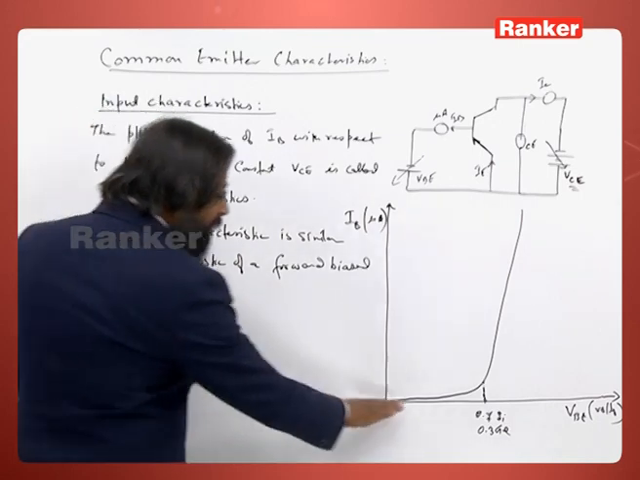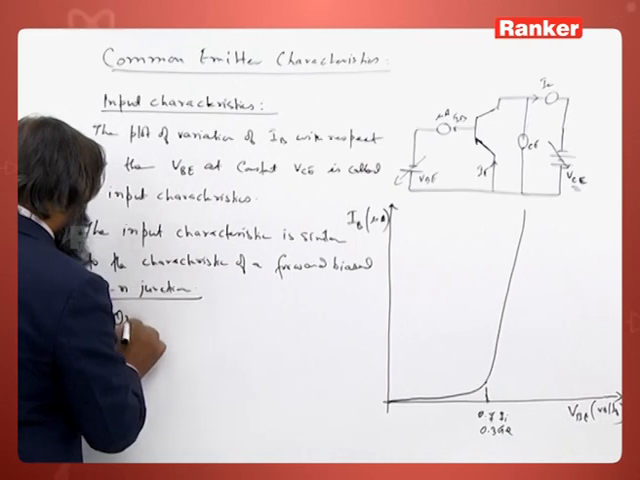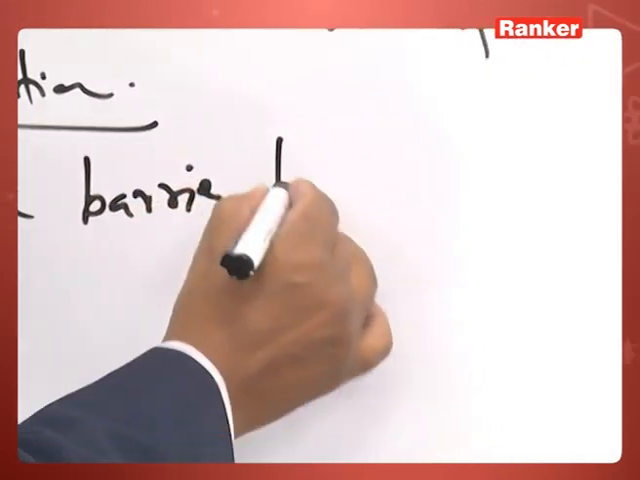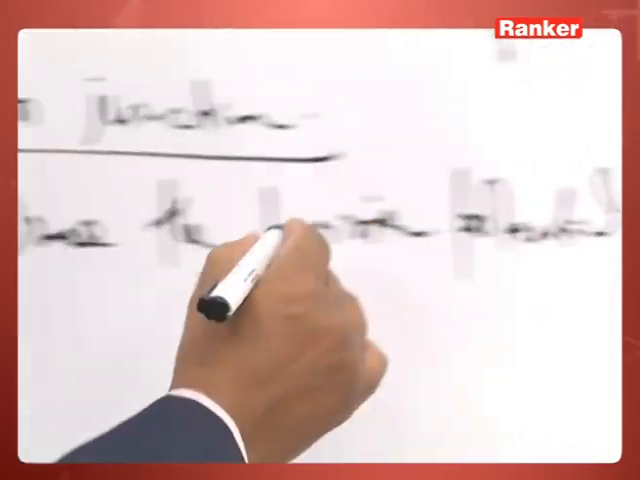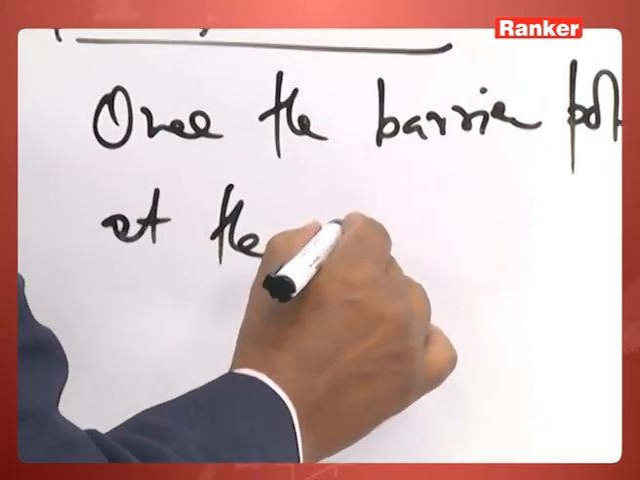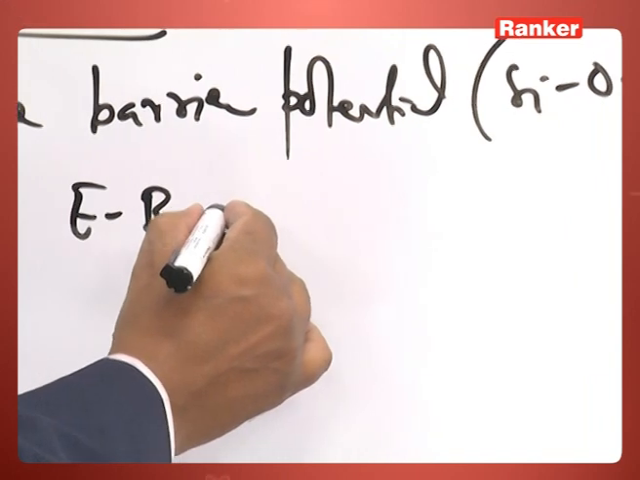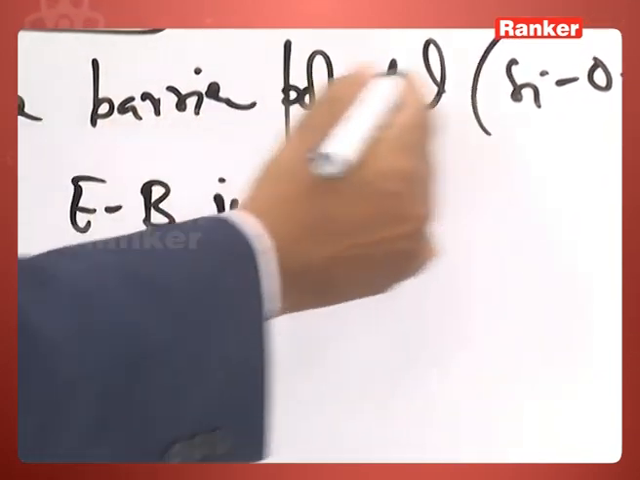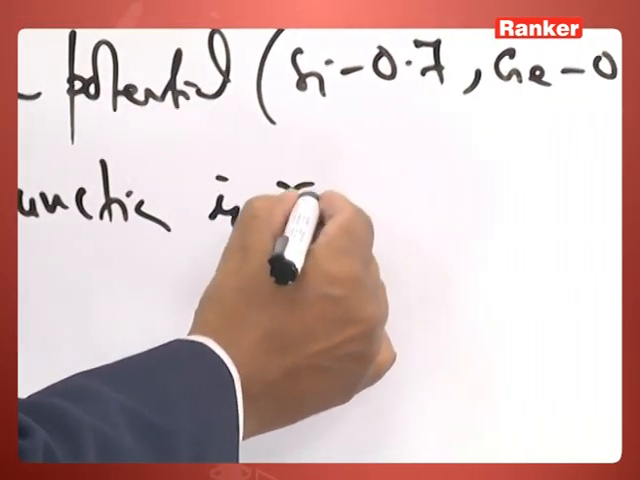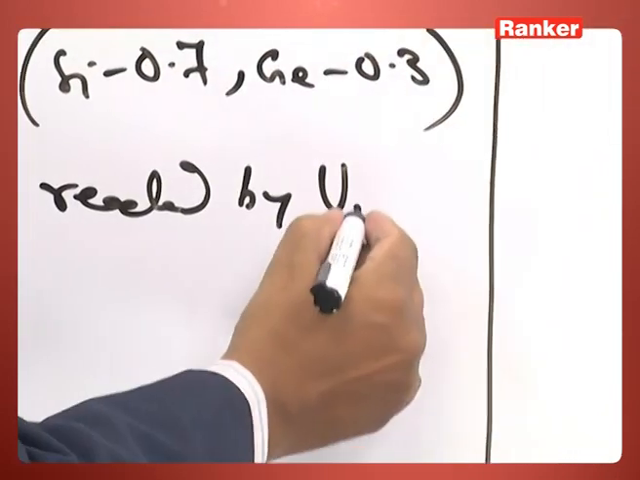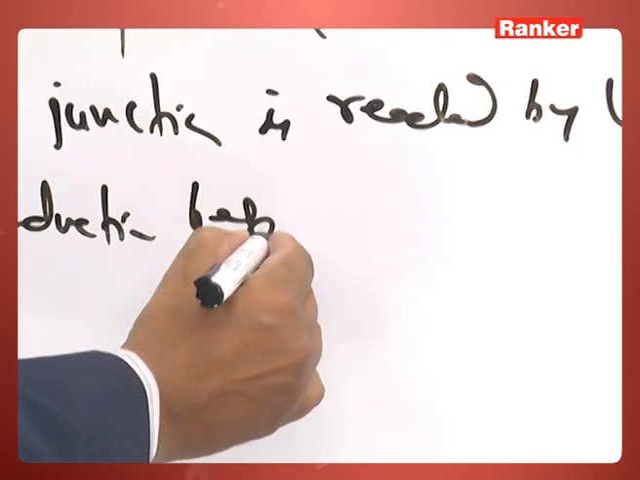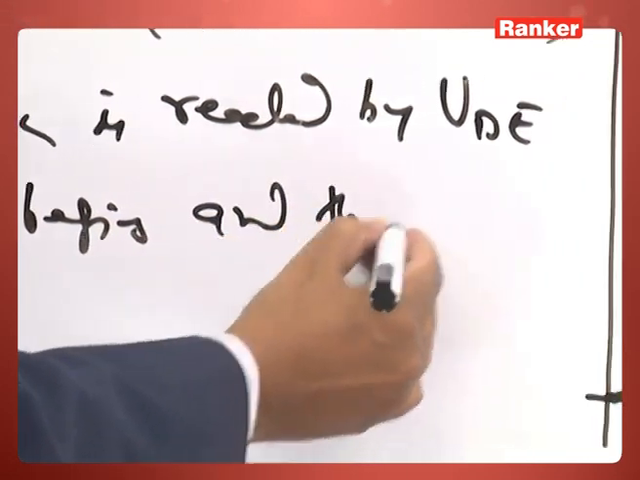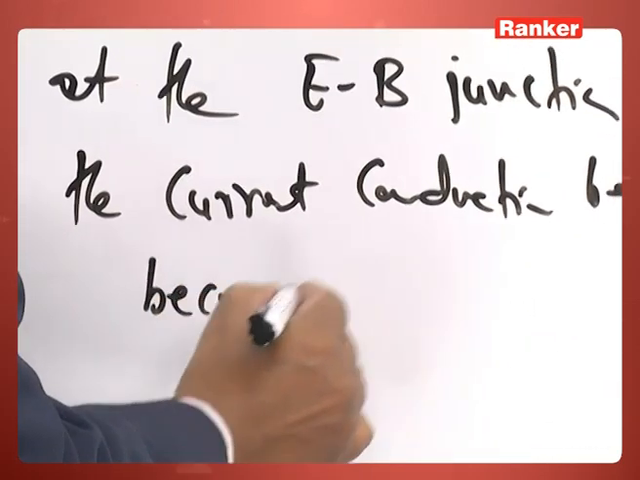Once the barrier potential, that is silicon 0.7 and germanium 0.3, at the emitter base junction is reached by VBE, the current conduction begins and the curve becomes linear. So, the curve becomes linear.